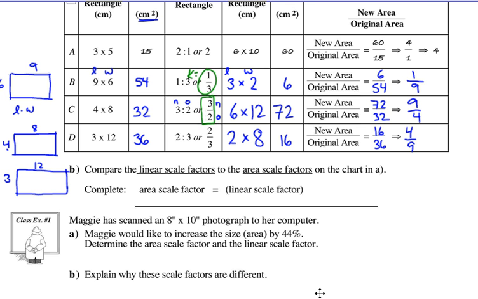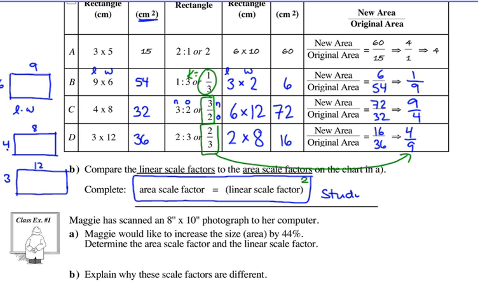So what would be an easy way to just skip all figuring out the area and go from our scale factor to area scale factor for each one of these? And if you noticed, they're squared, right? Our linear scale factor squared is equal to our area scale factor, right? So that is like for sure study sheet material. We square our linear scale factor, we'll get our area scale factor.